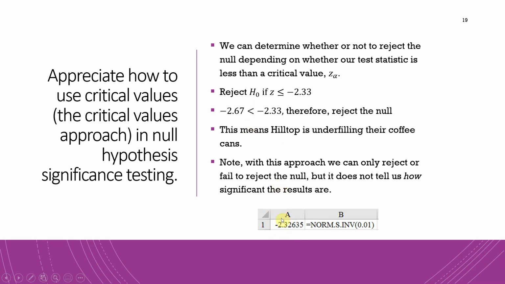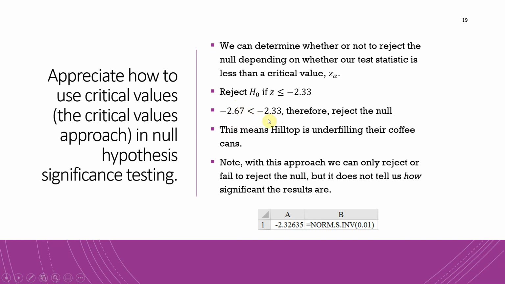So we have negative 2.33, I'm rounding, and the test statistic we just calculated is negative 2.67. So this value is actually larger than our critical value. In this case, remember, larger test statistics mean we have more evidence to support rejecting our null. Because this test statistic that we calculated is larger than the critical value, we can reject the null.